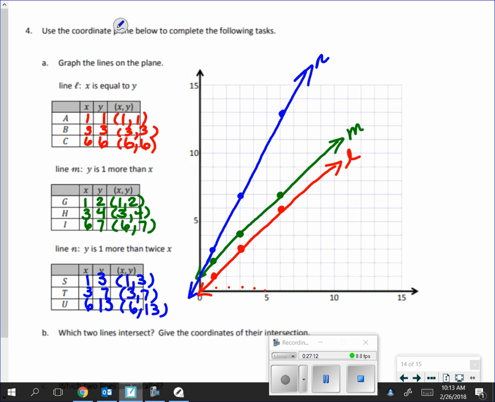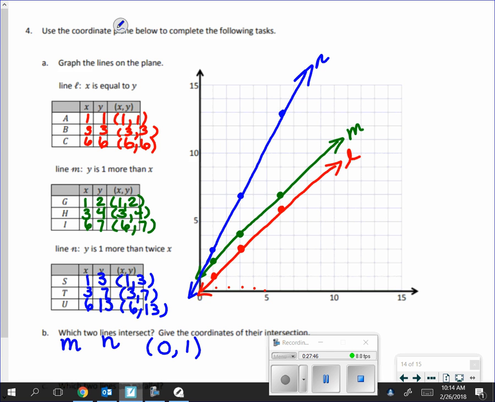So, which two lines intersect? Kobe. So N and M. At what coordinates would they intersect? 0, 1. So let me double check that. It's because I drew it and it intersected there. But let me double check and see. So we're saying M and N, and we're saying 0, 1.